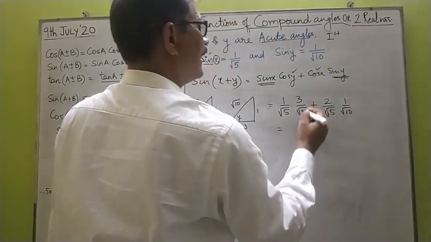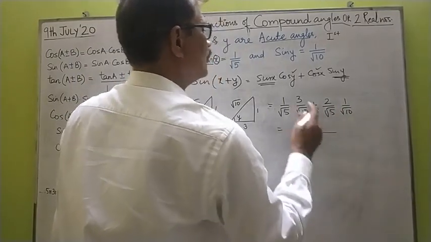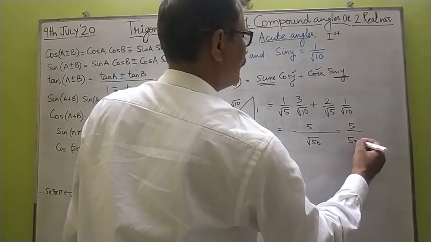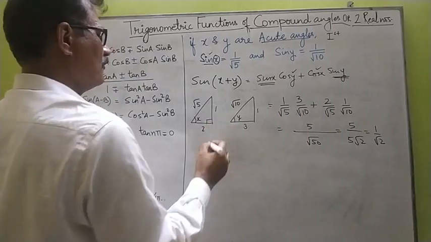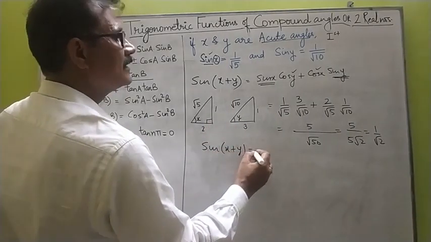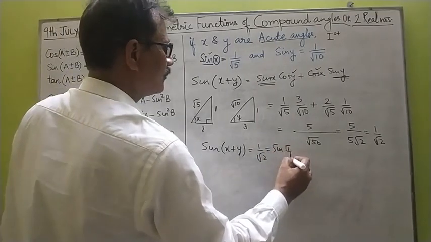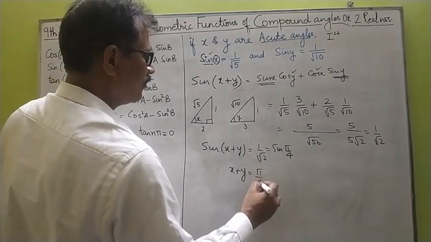So when you add, you find the denominator is root 50 and the numerator is 3 plus 2, 5, which can be written as 5 upon 5 root 2, which is 1 by root 2. So sine of x plus y equals 1 by root 2. In terms of radians, this can be written as sine of pi by 4. So the value of x plus y can be found as pi by 4.